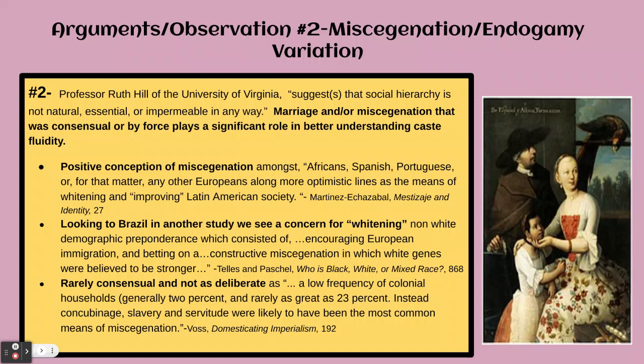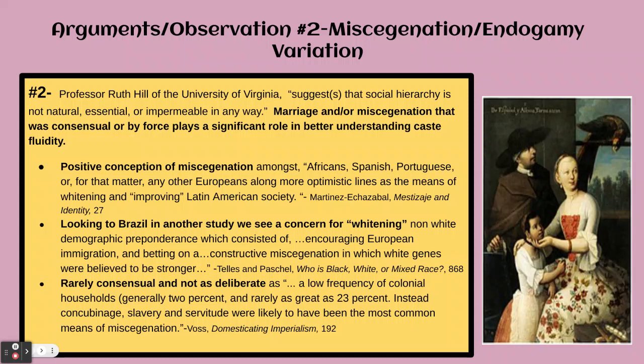When we look at Brazil in another study, we see a concern for whitening as well, and that we have a non-white demographic preponderance, which consisted of and encouraged European immigration and betting on a constructive miscegenation in which white genes were believed to be stronger.